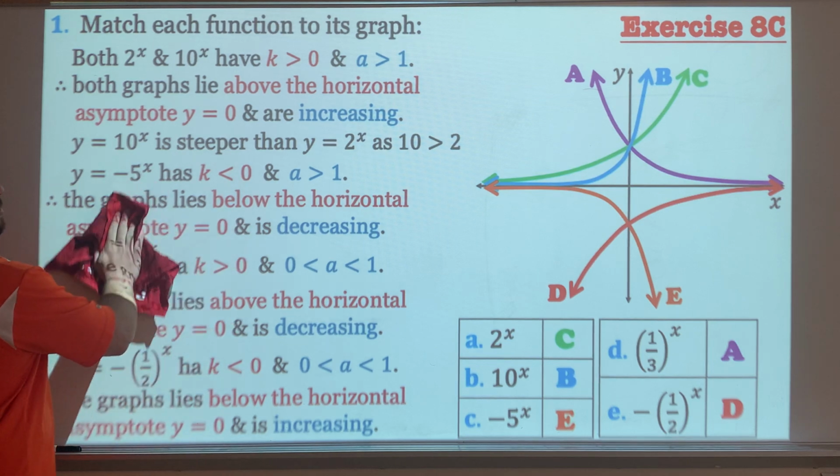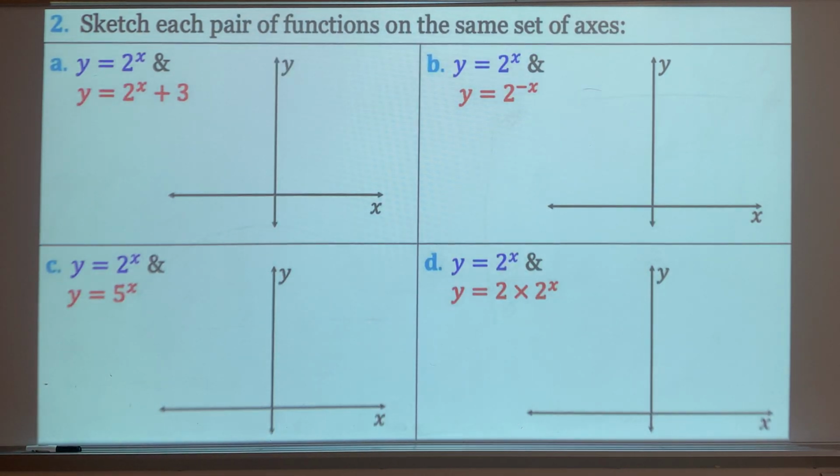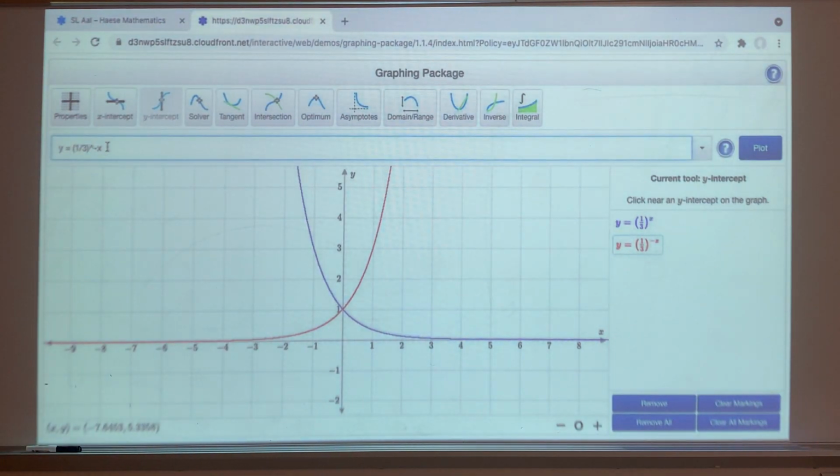Now, do you have to write out all these explanations? Of course not. I just do that so you guys can see what is going on. Next one, sketch the pair of functions on the same set of axes. So I want you guys to do this. Now you can go, okay, 2 to the x, 2 to the x plus 3. You can go here if you want.